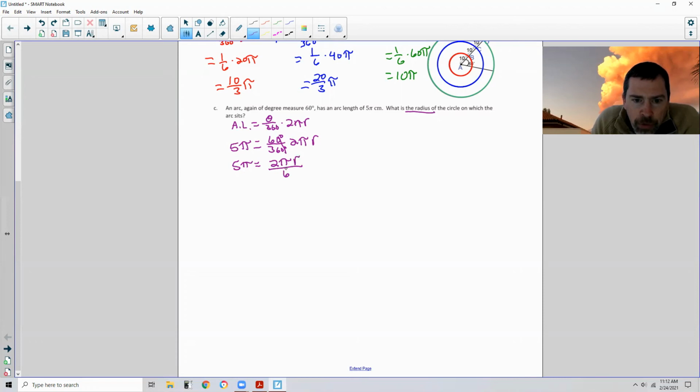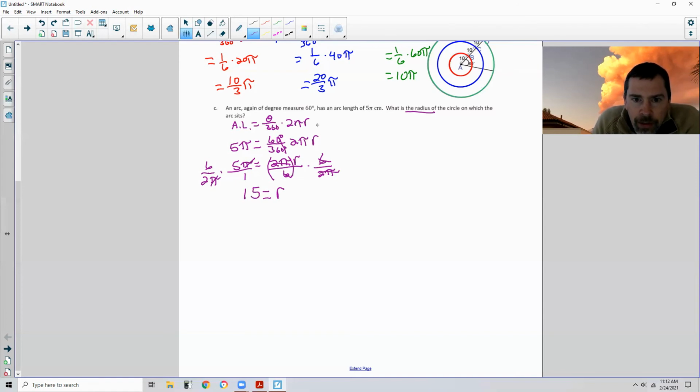So if I want to solve for r, then I multiply both sides by the reciprocal of this, and that would be 6 divided by 2 pi. Think of the 5 pi as over 1, and I multiply this side by 6 over 2 pi. Here's what happens: 2 pi and 2 pi cancel, 6 and 6 cancel, leaving me with r. Pi cancels pi. 6 divided by 2 is 3. 3 times 5 is 15.